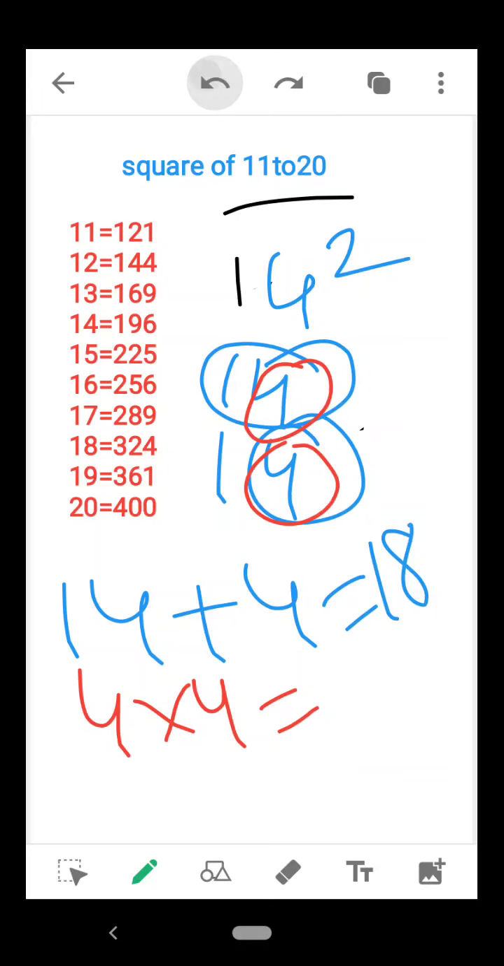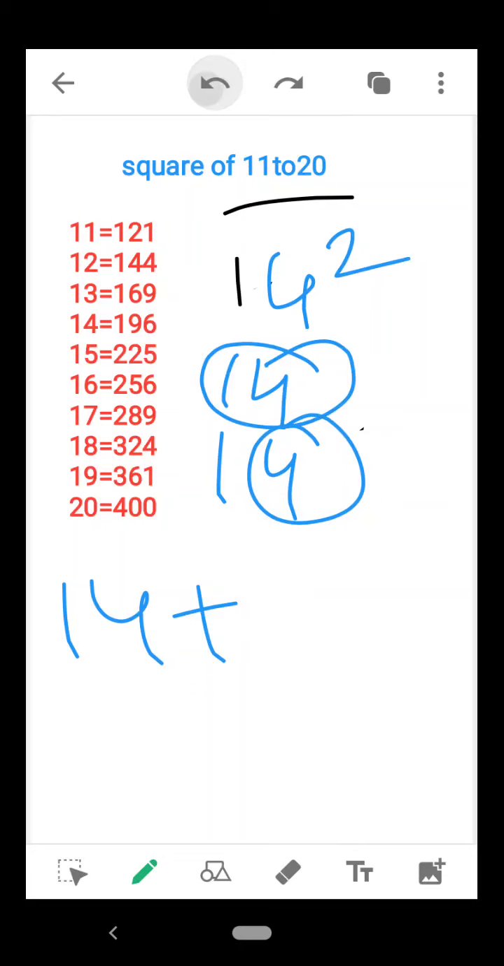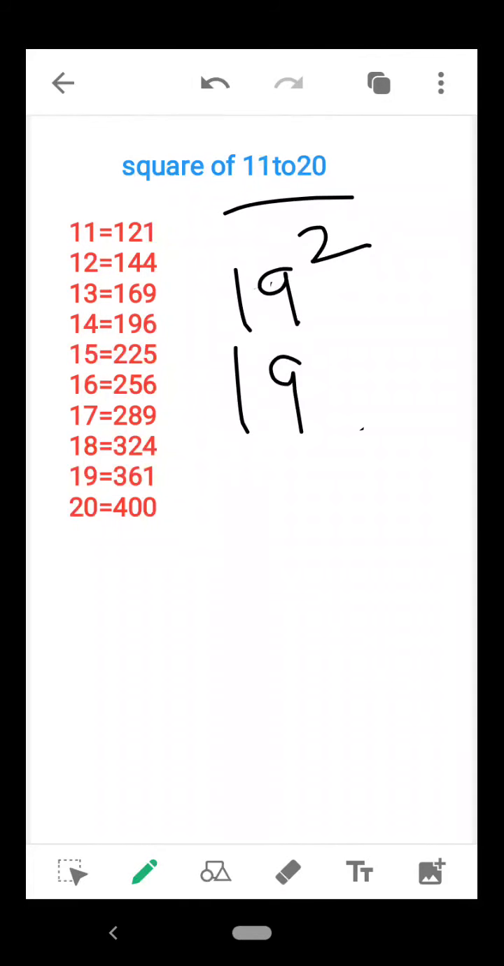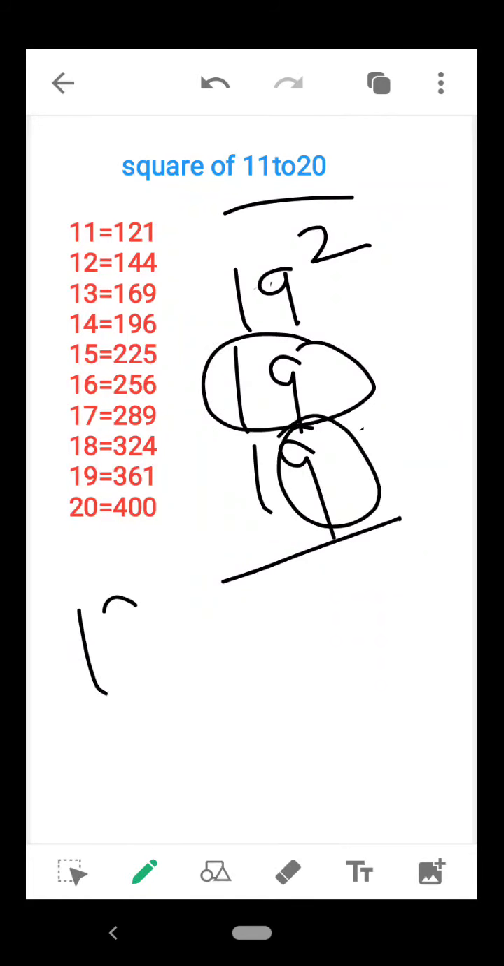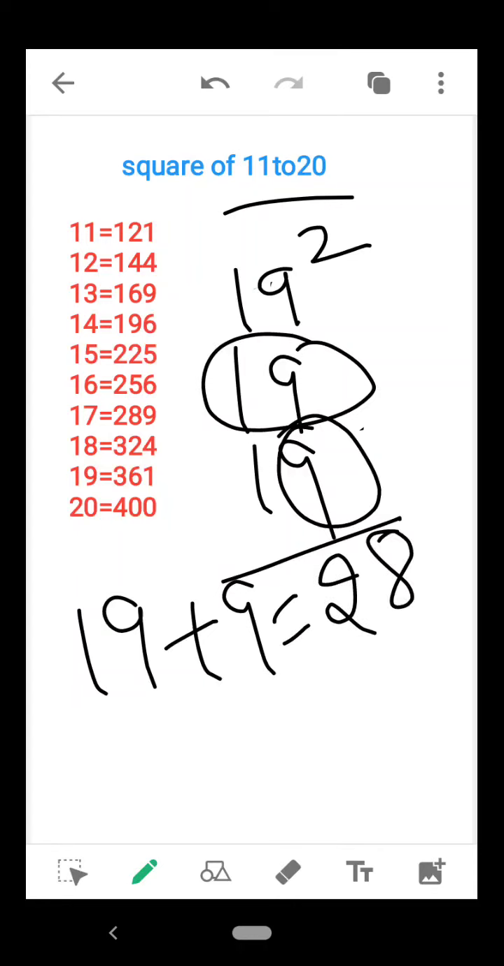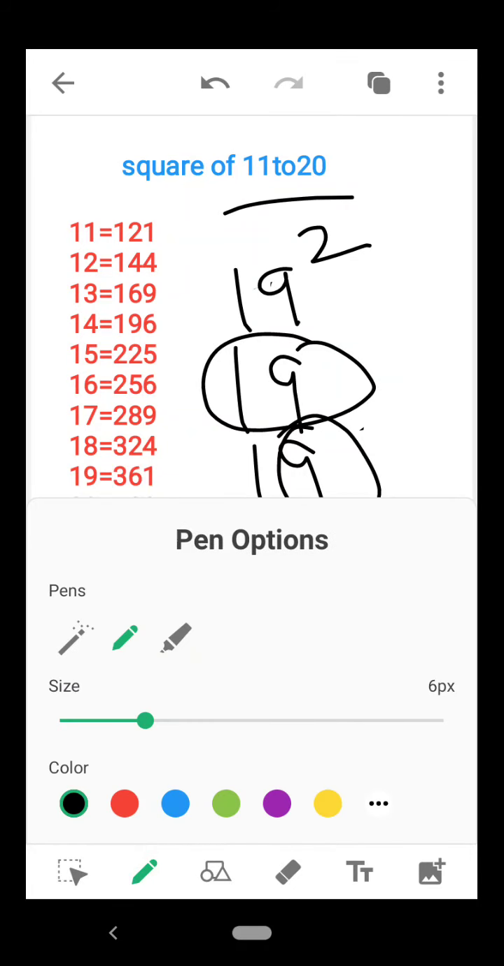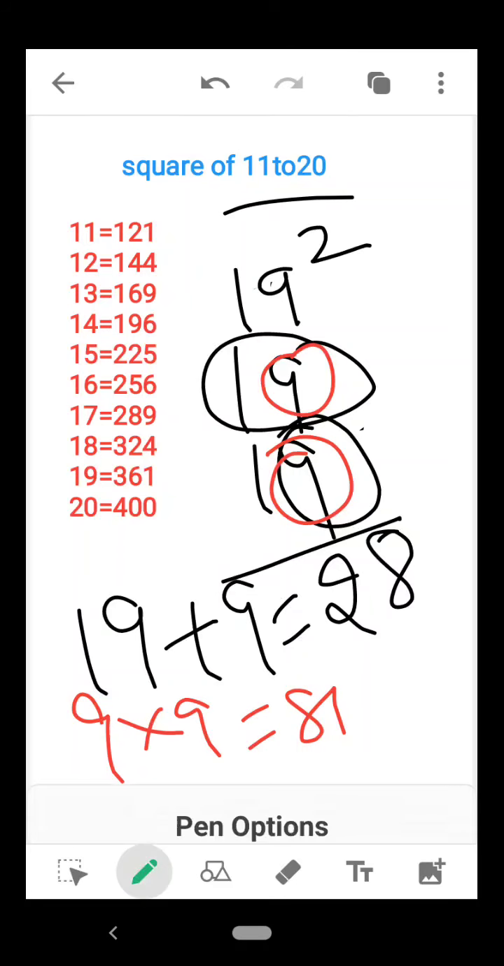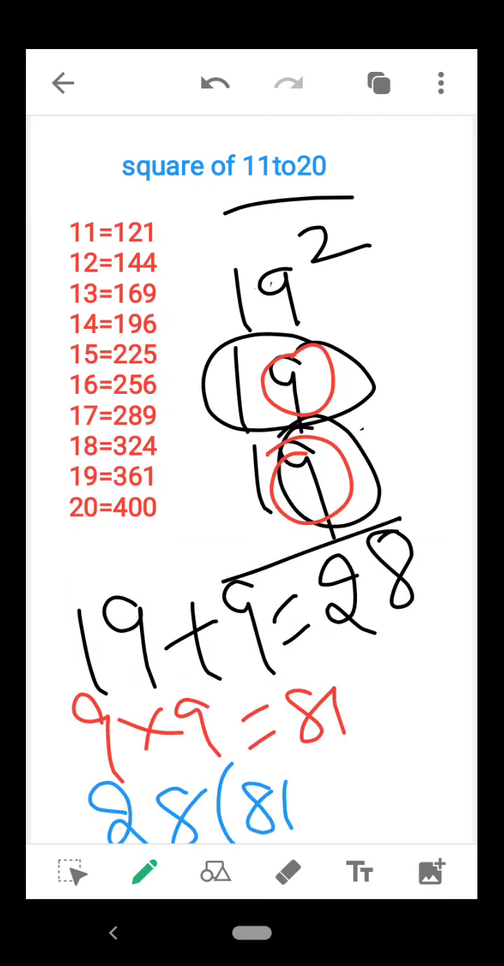Take another example. You can take the example of 19. How can you solve the value of 19 square? 19 square means you have 19 into 19. How can you solve? 19 plus 9 is 28. Then you have to multiply the number 9 into 9. So 9 into 9 is 81. Then how can you write the answer for 28? You have to write 81 inside bracket.